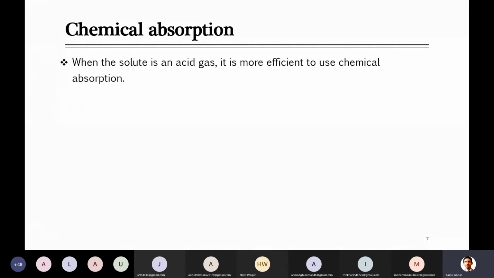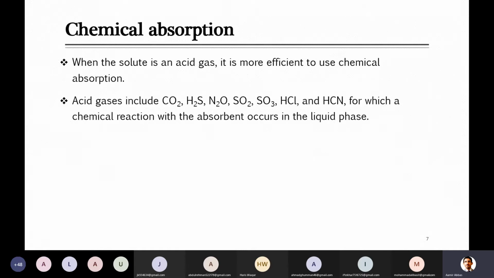But about the chemical system, I think it appeared in one of the lectures already, briefly. For example, you are dealing with a solute that is an acid gas. In those cases, it is more efficient to go with chemical absorption, because when there is a reaction, the absorption efficiency increases. You can easily absorb the solute and convert it to something else, and later recover it, or if it is irreversible, you can't recover it.